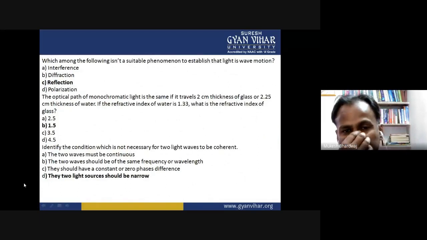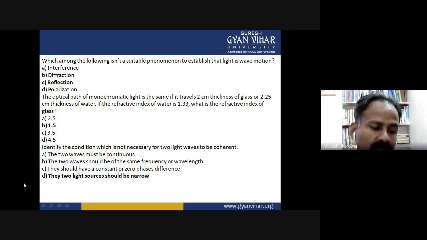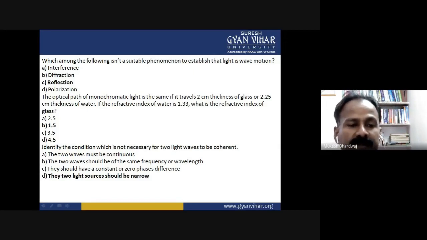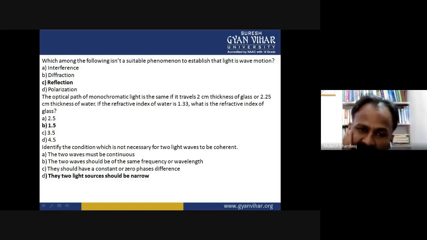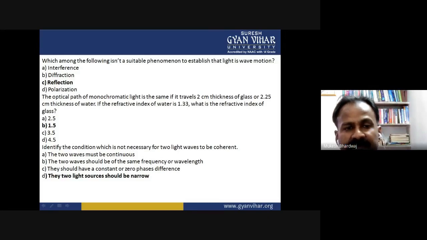Which among the following is not a suitable phenomenon to establish that light is a wave motion: interference, diffraction, reflection, or polarization? Reflection is not a suitable phenomenon to establish that light is a wave motion. Interference is suitable, diffraction is the same, and so is polarization.